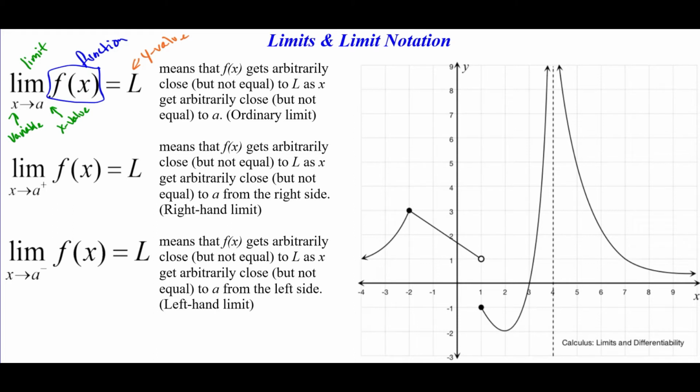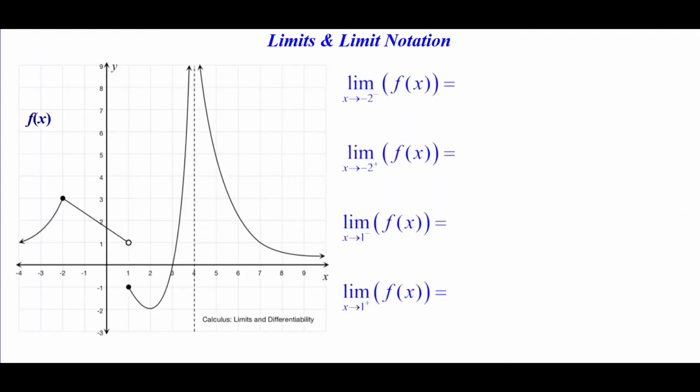There are 2 more notations that you need to be familiar with. These are the one-sided limits, called the right-hand limit and the left-hand limit. The plus sign tells you that you're looking at the right side only of the function at that x value. If we want to look at the left side of the function for the given x value, then we're going to use the negative sign. So this is telling us that we want to look at the left side.